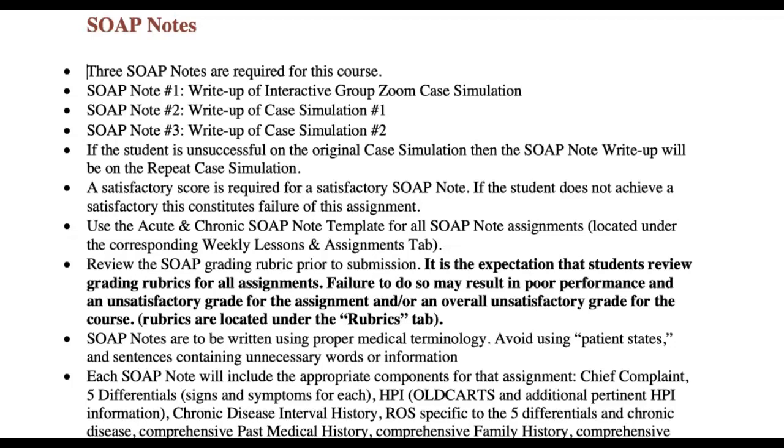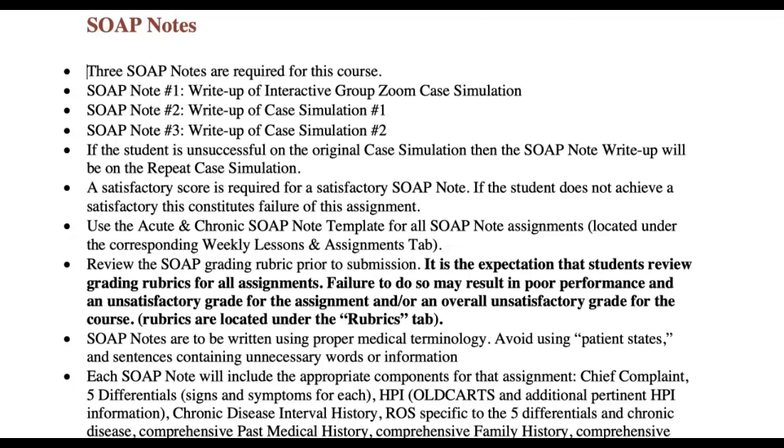Use the acute and chronic SOAP note template to write up your SOAP note. And remember, it's a template, and there are some prompters on there for you. So if the prompters are not necessary for the note, you want to remove any headers or prompters that aren't appropriate to be on the official SOAP note.